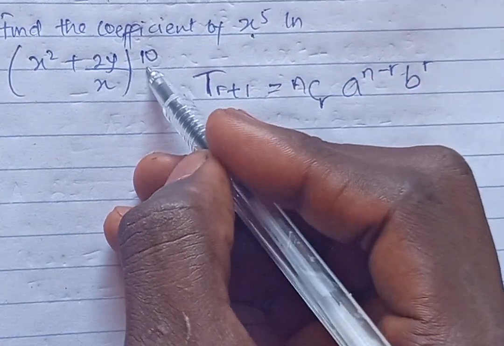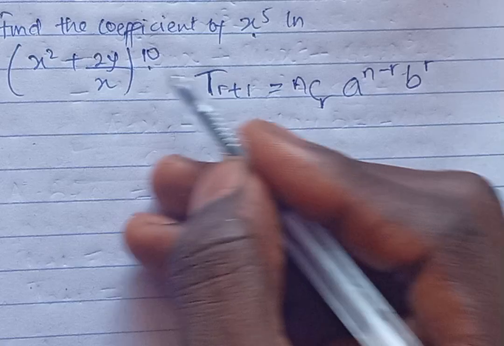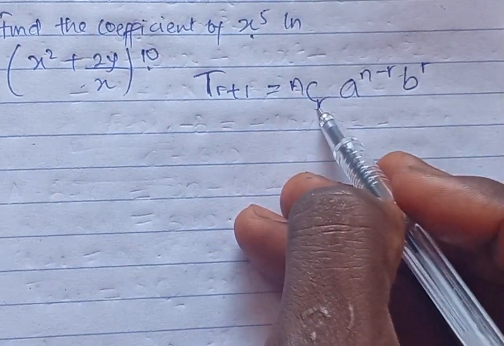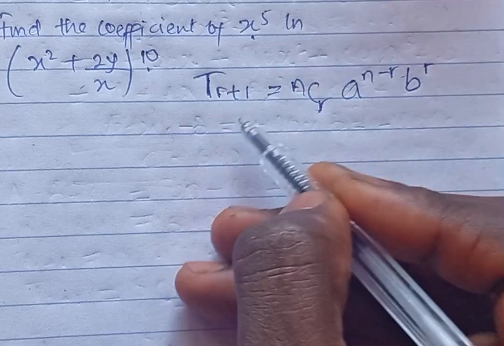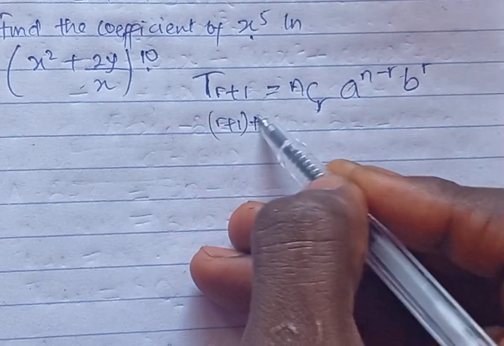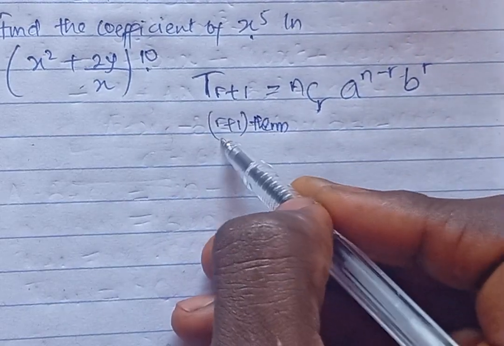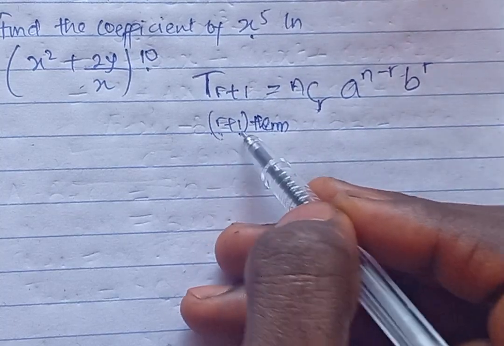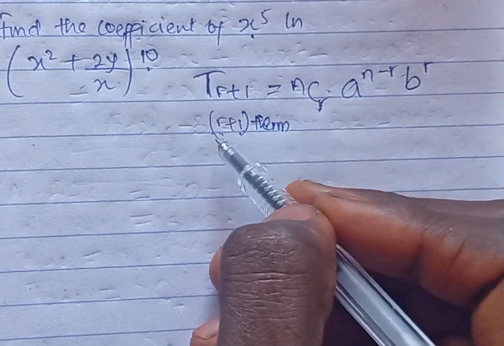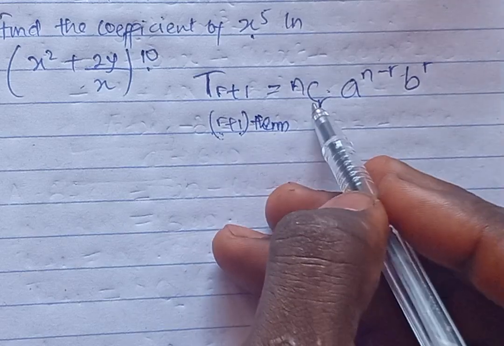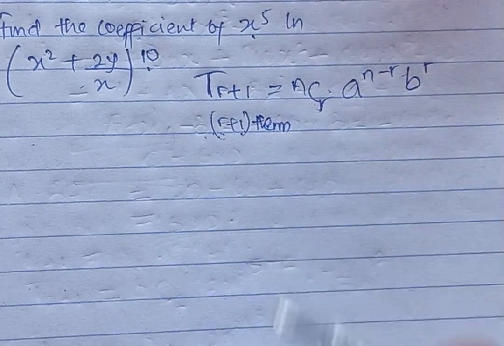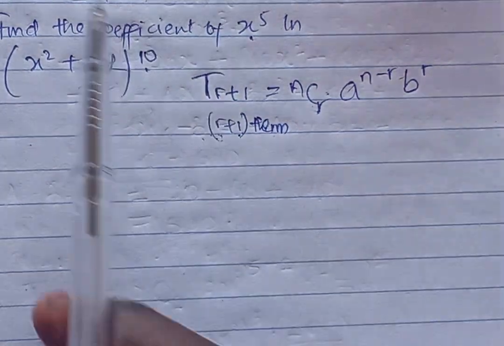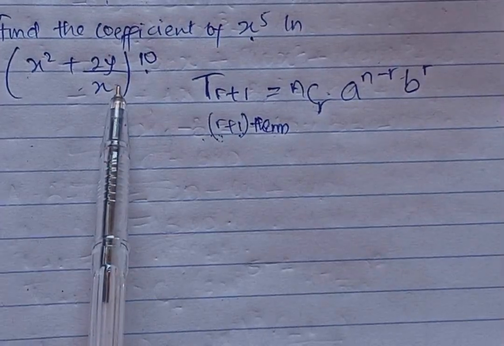Okay, now what's your n? n is the power of the expression. Your r is the term you are looking for. Let's say you are looking for the third term, your r will be 2. Ask me why, because r plus 1 is your term. So it means the third term will be 2 plus 1 for it to be 3. The fourth term will be 3 plus 1, which means your r is 3. The fifth term will be what? 4. r will be 4. So that's how you are going to be doing it. And your a is x squared and your b is 2y over x.